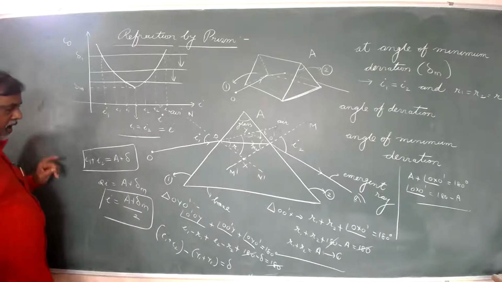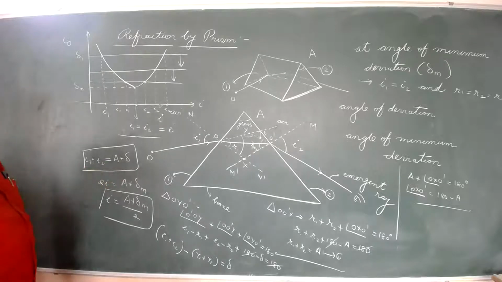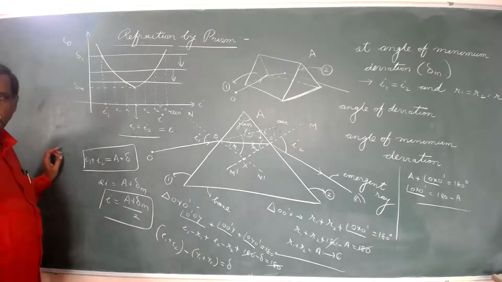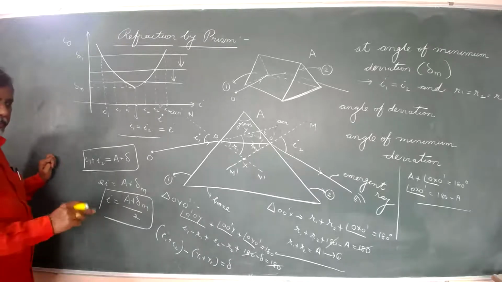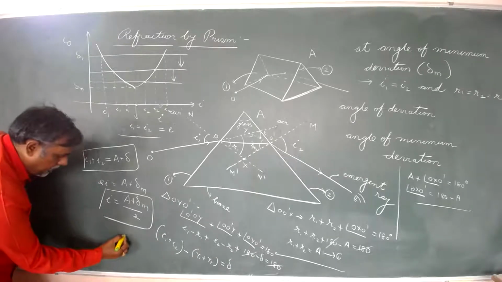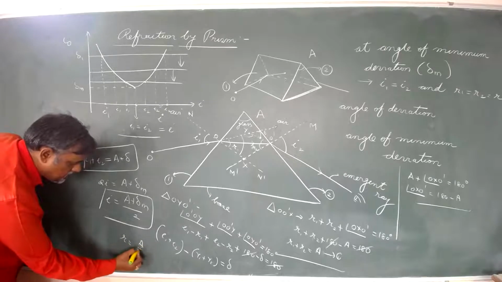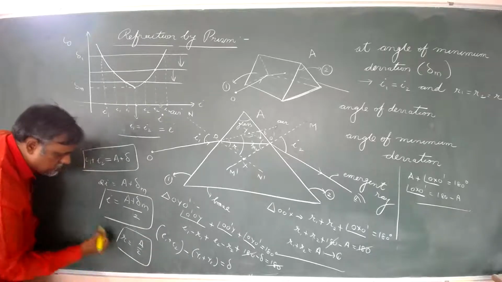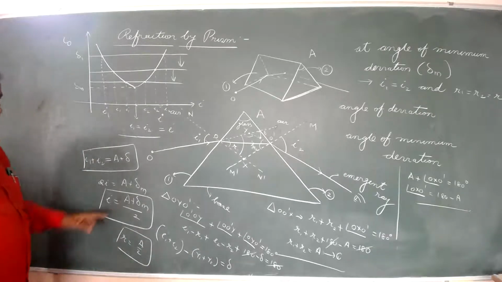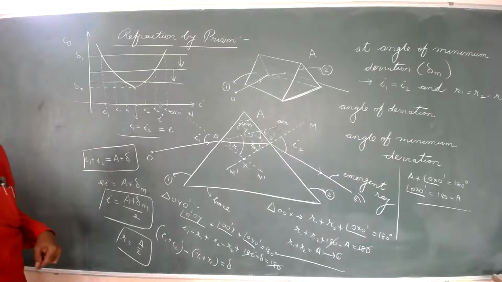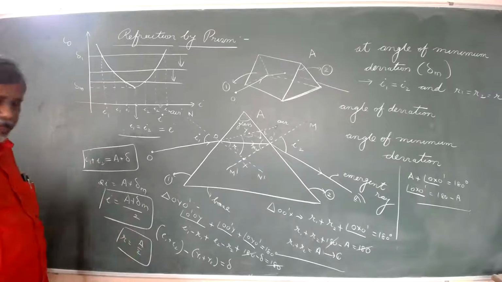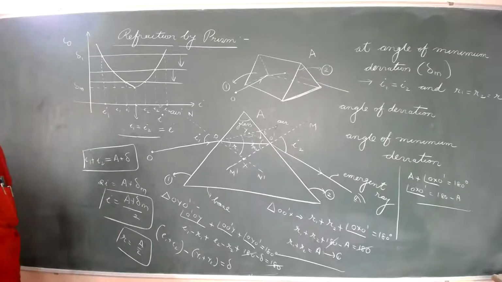Okay? Now, R1 plus R2 is equal to A. When both things are equal, R1 is equal to R and R2 is equal to R. R plus R is equal to A. Therefore, R is equal to A by 2. So this is one more equation we will be using. Whatever the equations I have written over here, all these equations we will be using while solving the problem. So I am telling you, don't forget.